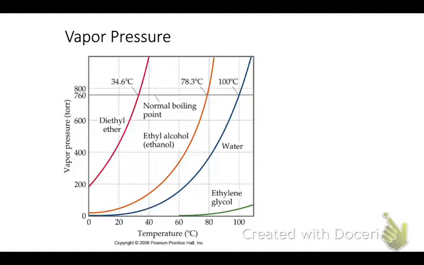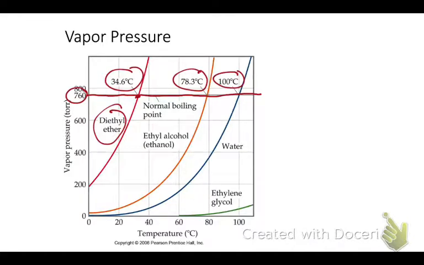In order for the vapor pressure for certain molecules to reach, let's say 760, which is this line right here, if it's diethyl ether, I just need to heat to 34.6 degrees Celsius. If it's ethanol, alcohol, I only need to heat to 78.3 degrees Celsius, but if it's water, it's 100 degrees Celsius. And if it is ethylene glycol, it's going to be a very high temperature that is actually out of the scale of this graph.